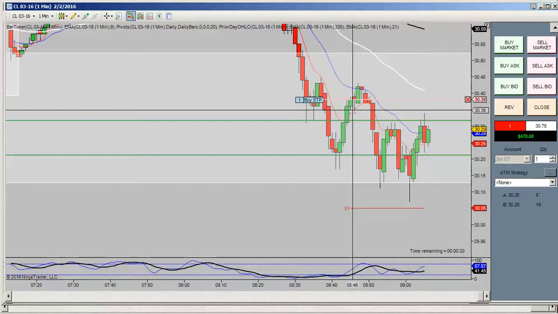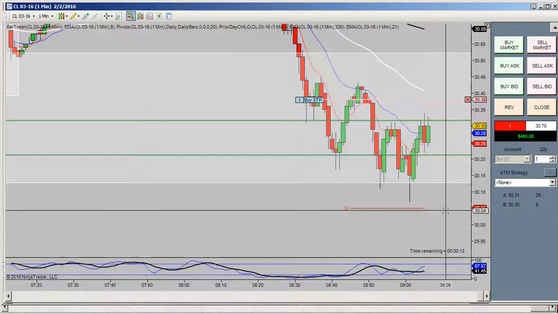So if it takes me out, I'm walking away with a $400 profit here. If it continues downward, that's great. I'll leave it like that for the rest of the day.